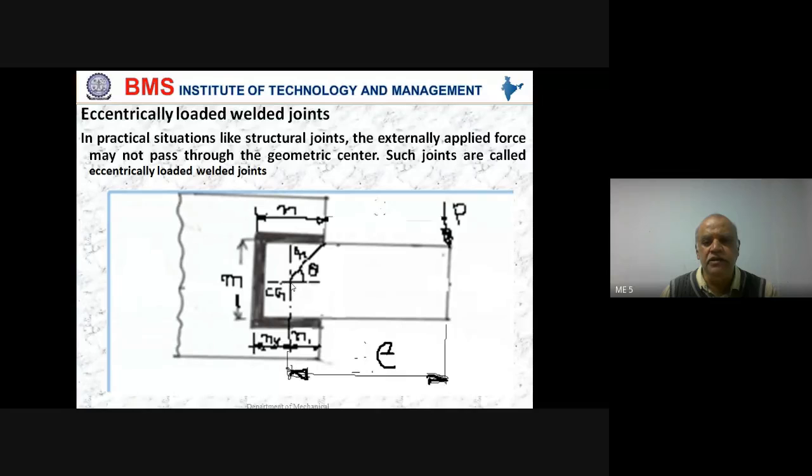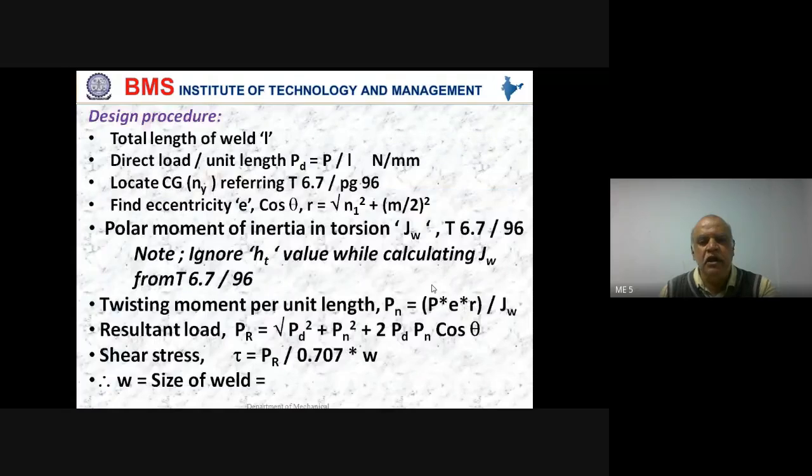That is eccentricity. Be careful while extracting this data from the given problem. Then find out cos theta, and then find out the radius to the weld. Then find out the polar moment of inertia. An important thing is, from the handbook, you have to ignore the HT value in the beginning because that is what we find at the end. Then find out the twisting moment per unit length given by P e r by J w, then the resultant load and shear stress.